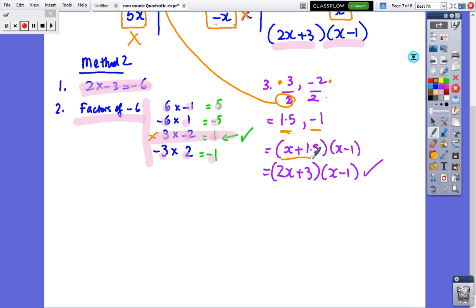You put those in brackets. And that number's okay because it's a whole number. And to get that to be a whole number, you just double it. So double it to 2x, double it to 3. And it's the same answer, which has to be, because it's the same question.